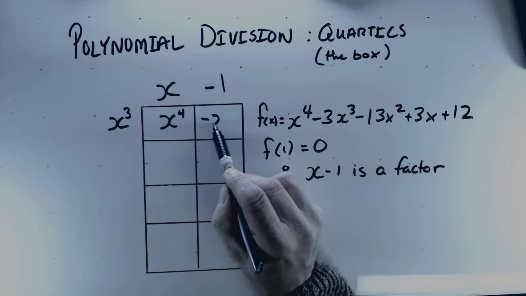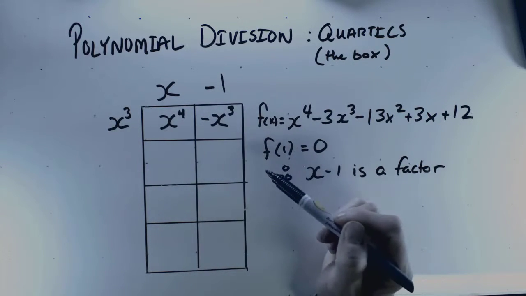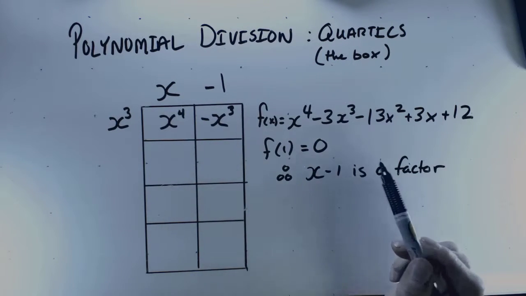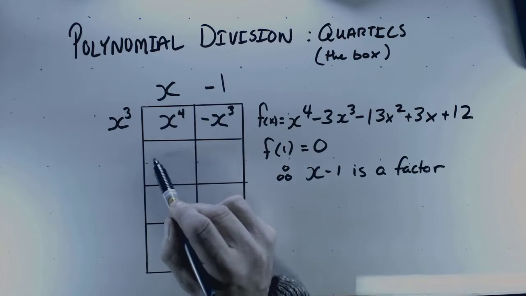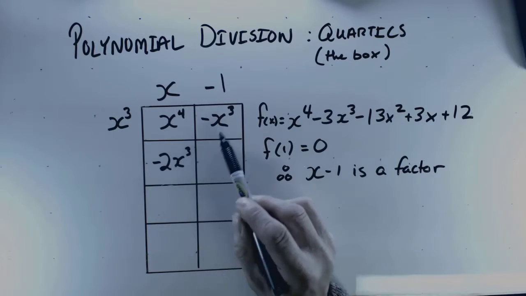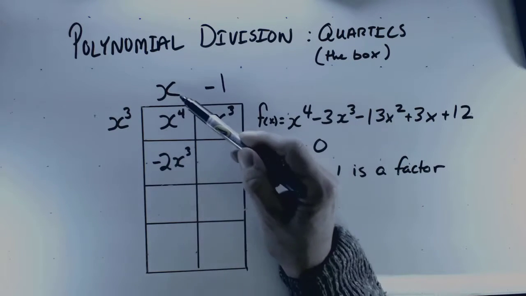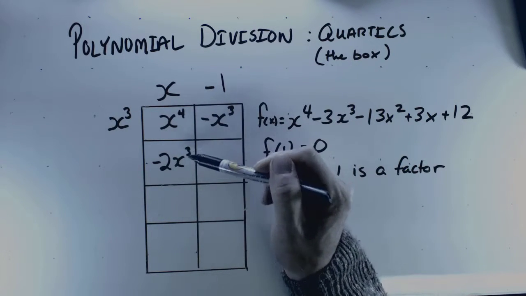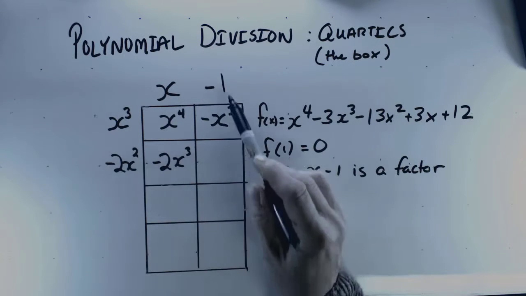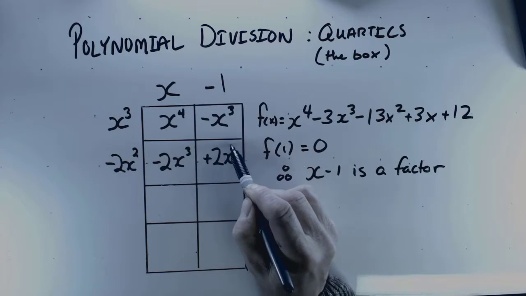And if that's an x cubed, then this is a minus x cubed here, because x cubed times negative 1 is minus x cubed. I have minus 3x cubed in my quartic, and so that means that this is minus 2x cubed, because those add up to negative 3x cubed. If this is minus 2x cubed, what times x gives me minus 2x cubed? Well, that's minus 2x squared, which when I multiply by negative 1 gives me plus 2x squared.